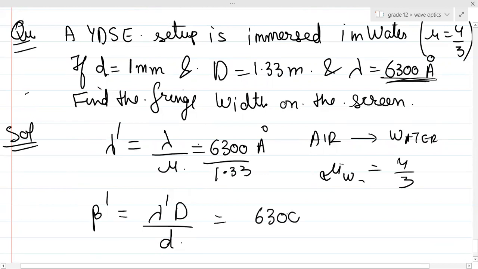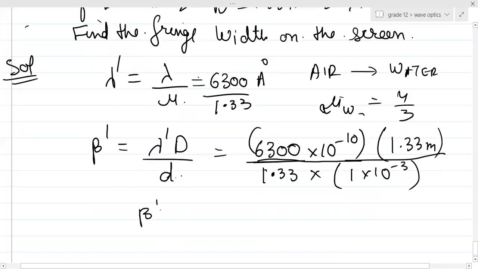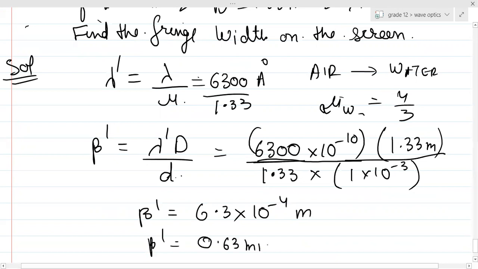So 6300 angstrom divided by 1.33, and please remember, don't leave it in angstrom; you need to solve everything fully. D is 1.33 meters, so let it be 1.33. Small d is 1 millimeter, so 1 into 10 to the power minus 3 meters. You need to change the units. When you finally solve it, it will be 6.3 into 10 to the power minus 4 meters, or you can write it as 0.63 millimeters. That's the answer.